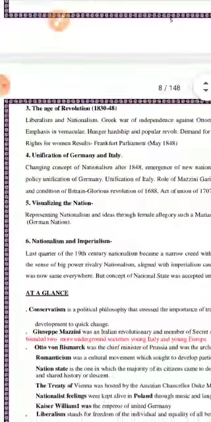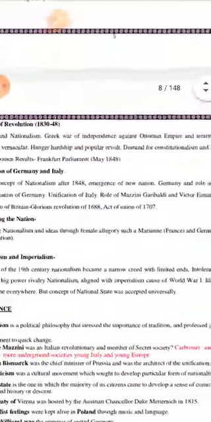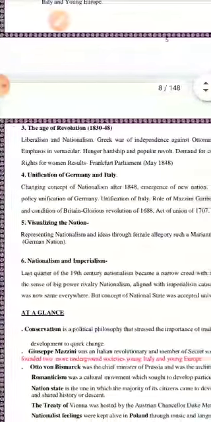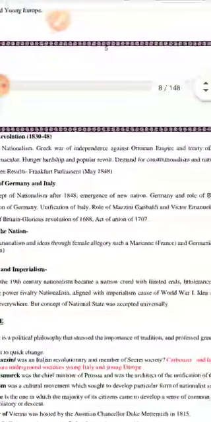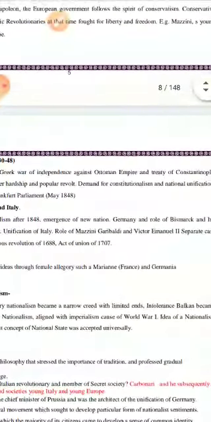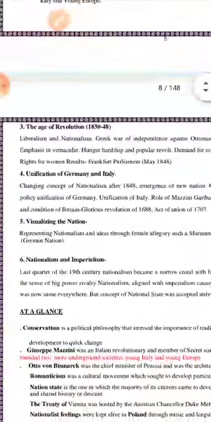Then unification of Germany and Italy. Changing concept of nationalism after 1848. Emergence of a new nation, Germany, and the role of Bismarck and his policy. Unification of Germany. Unification of Italy, role of Mazzini, Garibaldi and Victor Emmanuel II.